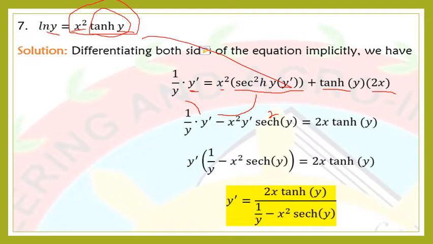So we left with 1 over y minus x squared secant squared h of y. This is secant squared ha, do not forget. Is equal to 2x tangent h of y. So, divide natin siya both sides by 1 over y minus x squared secant squared h of y. So, that is the derivative of y, and that is for the hyperbolic function.